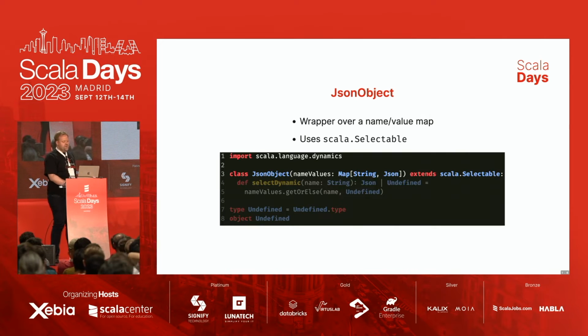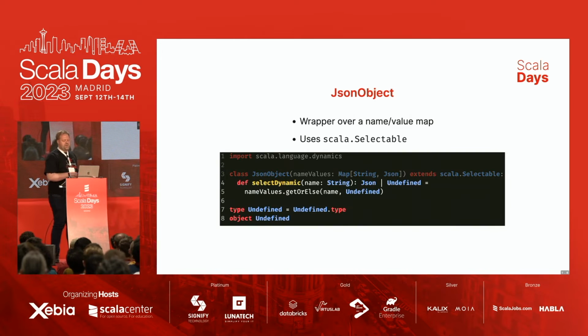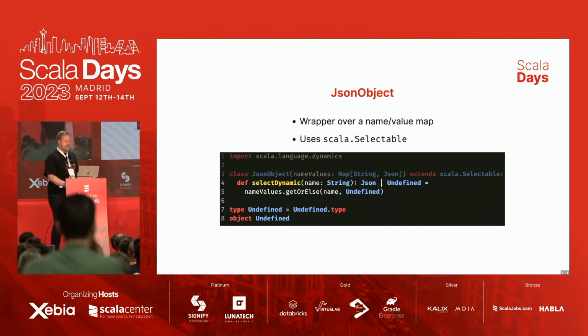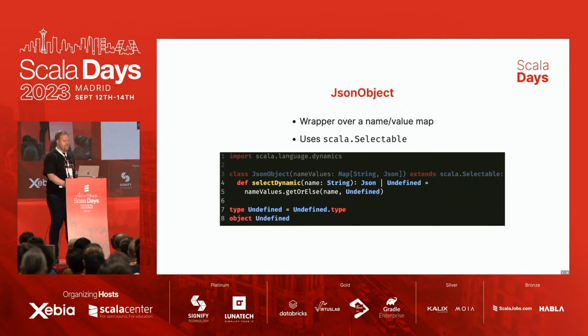For objects, we're going to do something similar. We're going to wrap a name-value map. But this time, we're going to use the Scala Selectable to have a bit more interesting features. And so we need to implement the selectDynamic method on Selectable. And this method will take the name of the property of the JSON and will return a JSON value or undefined, just to follow a bit the notation of JavaScript. And we define undefined down there. We're not going to really use undefined at the end, but it's going to be there just as a placeholder for now. And I specifically didn't use an option here because that will not play well with refinement types.